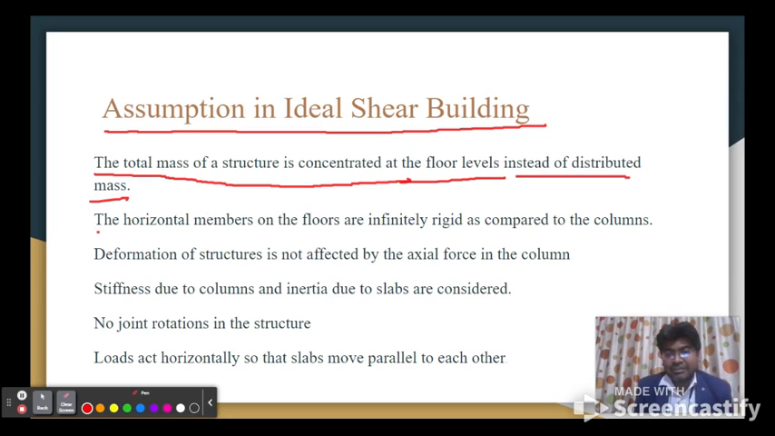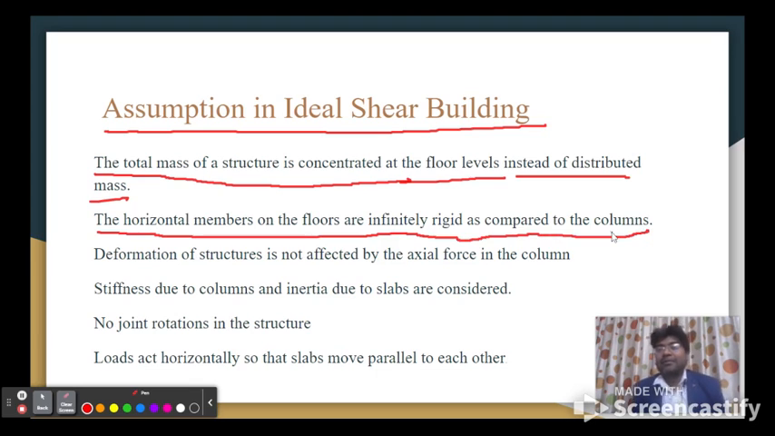Now the second assumption is that the horizontal members on the floor are infinitely rigid as compared to the columns. It means that all the flexibility or the stiffness is only provided by the columns. Your beam or the slab is considered a rigid, or infinitely rigid, member. Now the third assumption: the deformation of the structure is not affected by the axial force in the column.